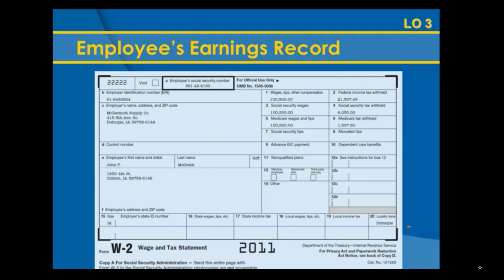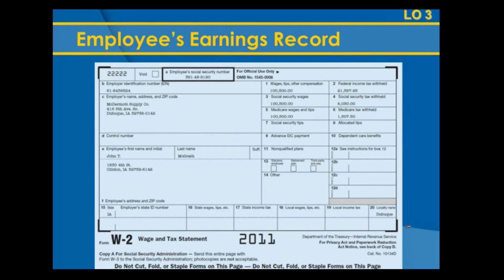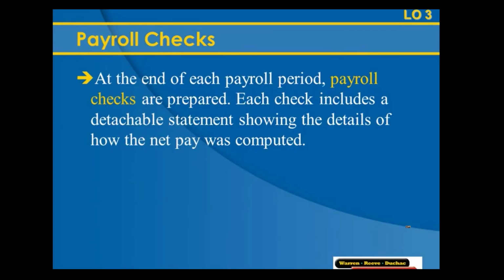The official annual report of an individual's earnings is reported on a wage and tax statement, also known as the W-2. This form is provided annually by an employer to each employee as well as to the IRS and to the Social Security Administration. At the end of each pay period, payroll checks are prepared. Each check includes a detachable statement showing the details of how the net pay was computed.